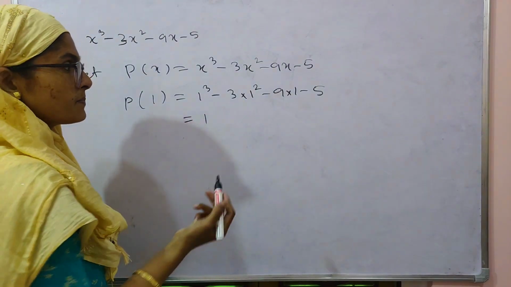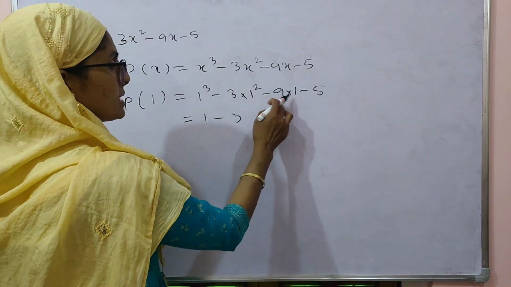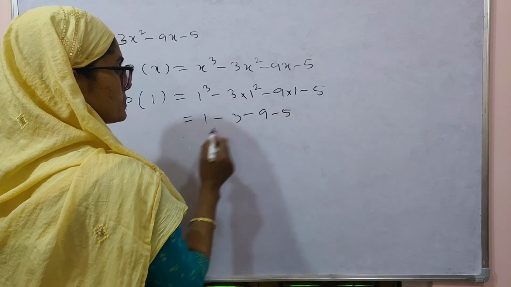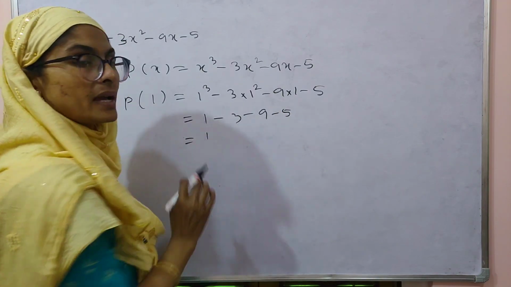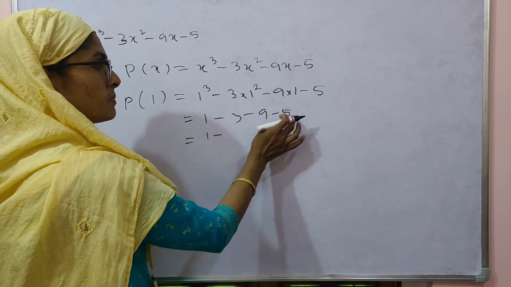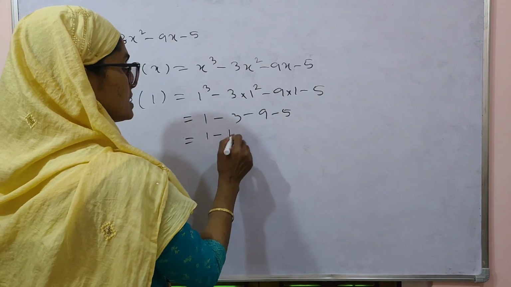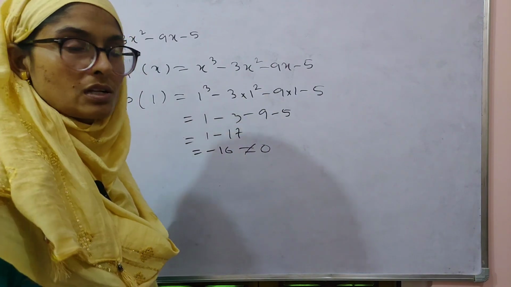1 cube means 1, minus 3 into 1 square, that means minus 3. 9 into 1, minus 9, minus 5. So you'll get 1, and these are all negative terms. So here 1 minus 12, and 5, minus 17. So minus 16 is not equal to 0. This one is not equal to 0.